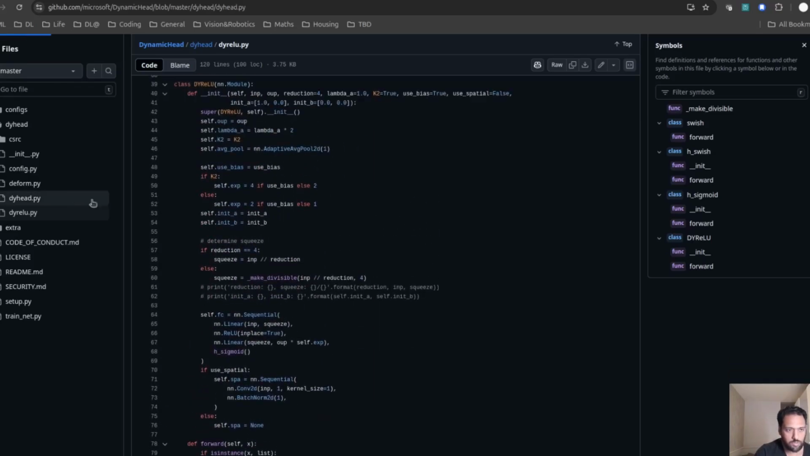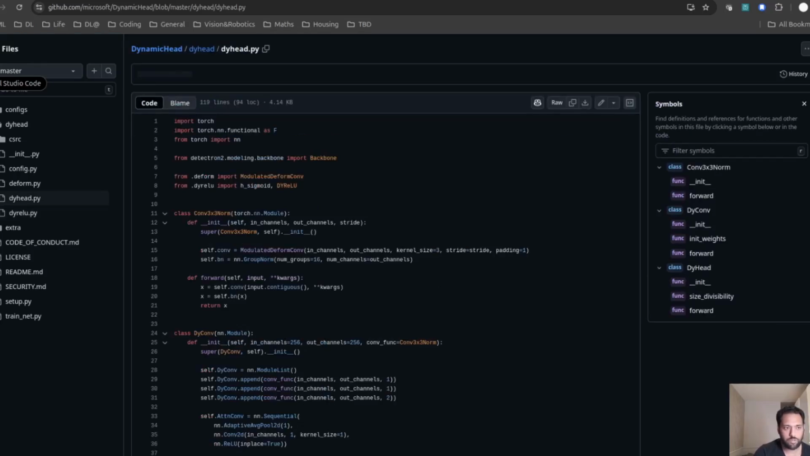Yeah, so I think that's it for it, and in the next video I will implement it for the CLIP paper, and if I have some time I will also implement it as a downstream for different object detectors.